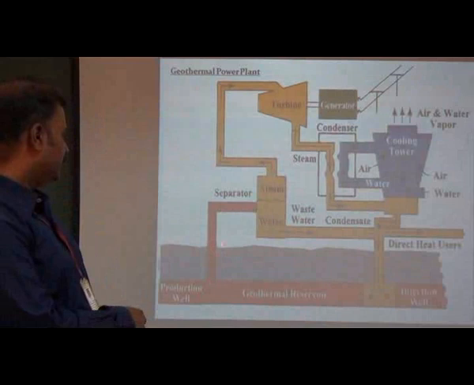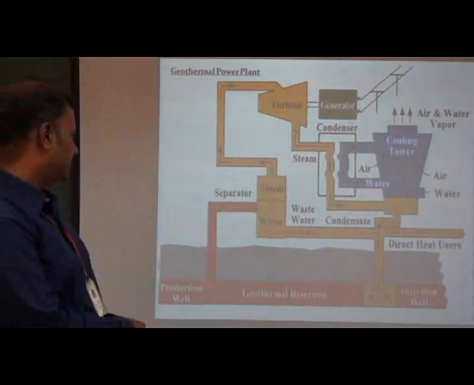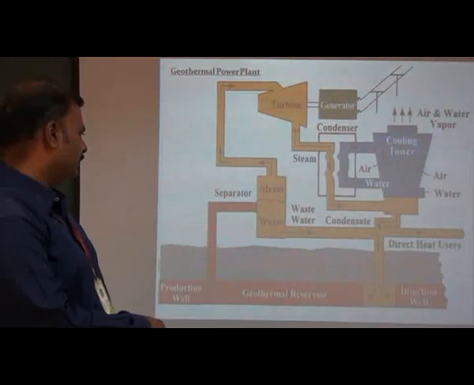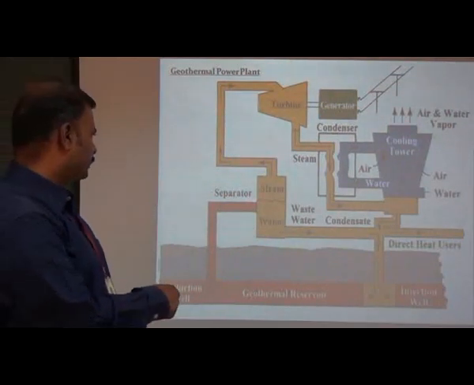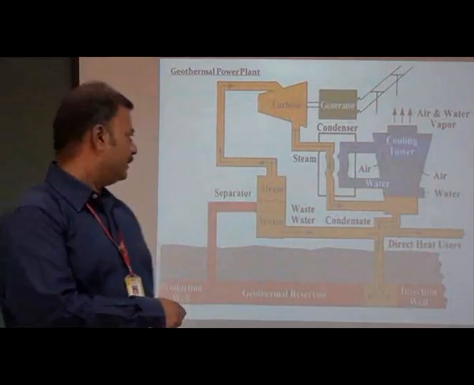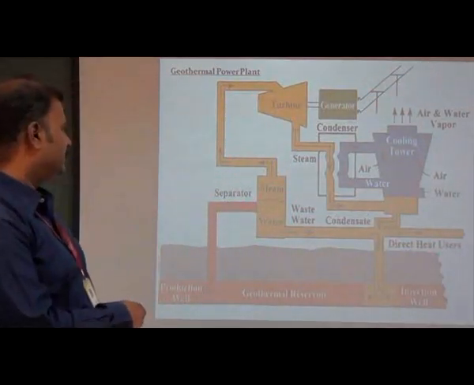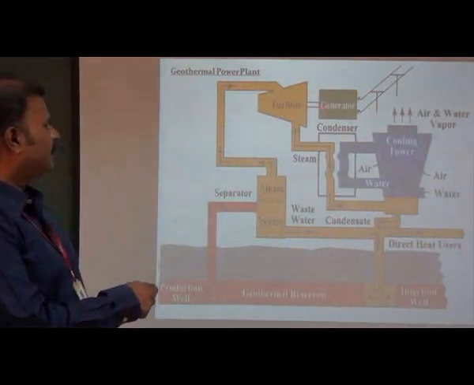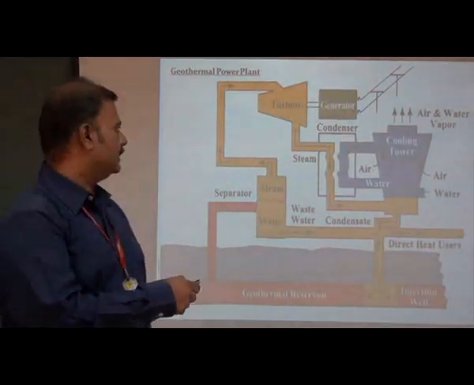By using the water, the steam is available. By pushing the water, the steam which is available in the geothermal reservoir is coming to the separator. So it may be a mixing of steam and water. The steam is separated in the steam separator, and the steam is used to run the steam turbine, and the steam turbine is coupled with the generator, so the electricity is produced.